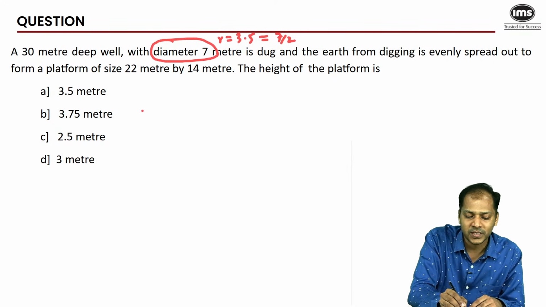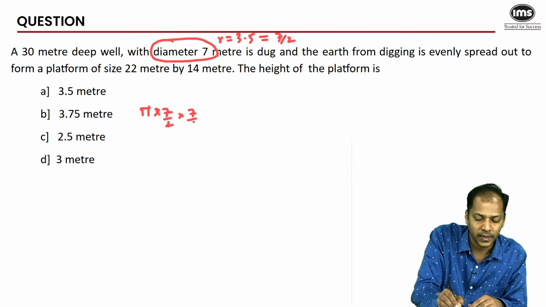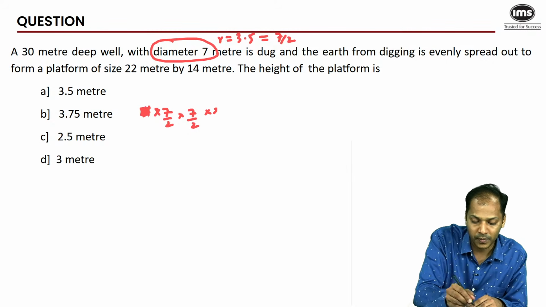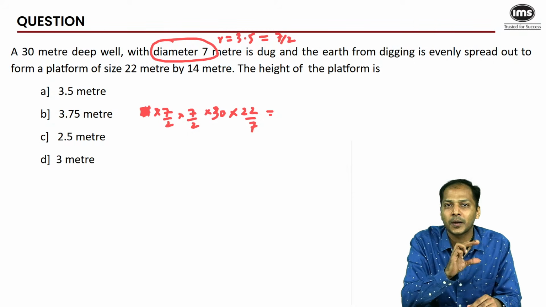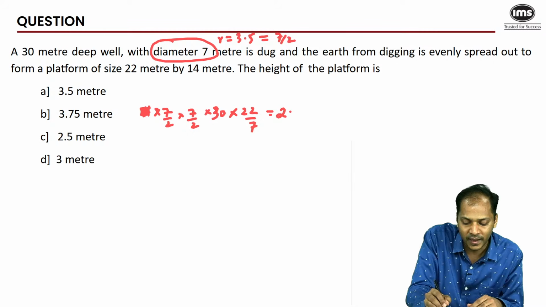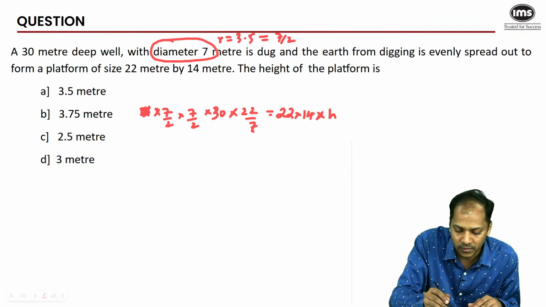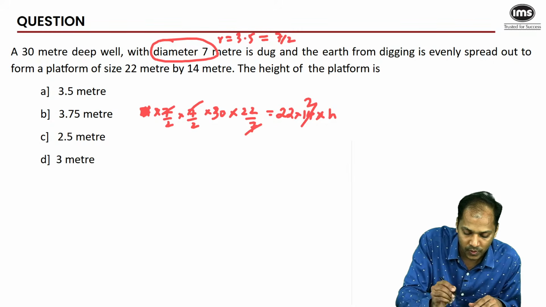Okay, so pi r square h, pi into 7 by 2 into 7 by 2, and this pi is 22 by 7, into 30, r square h into pi, that is 22 by 7, is equal to the volume of the platform. The volume of the platform is length, breadth, height. So 22 into 14 into, let us say the height is h, and you just have to solve this, you get your answer. One 7, another 7 gets cancelled out, 7 goes twice, 7 goes once.